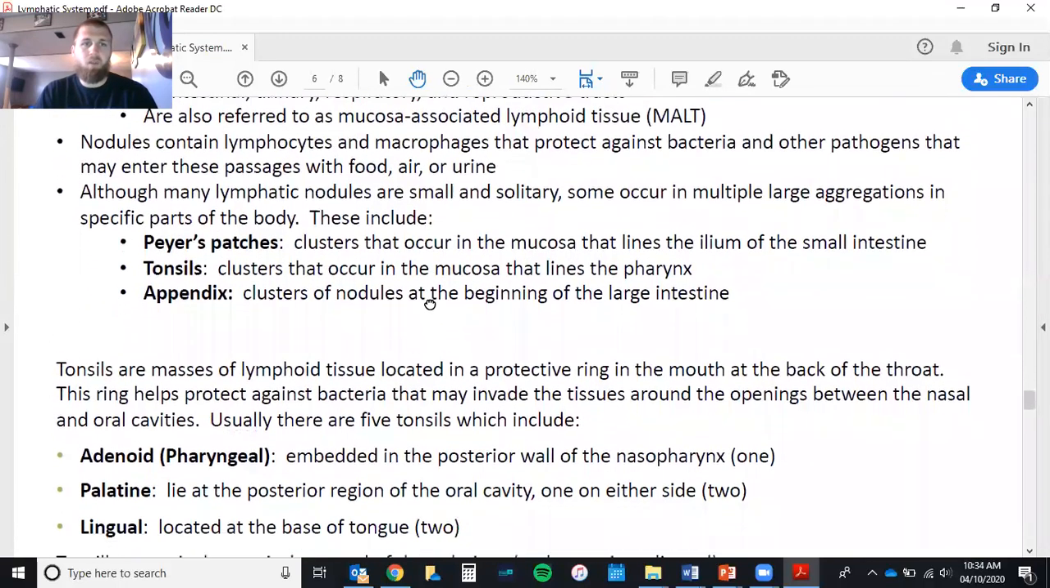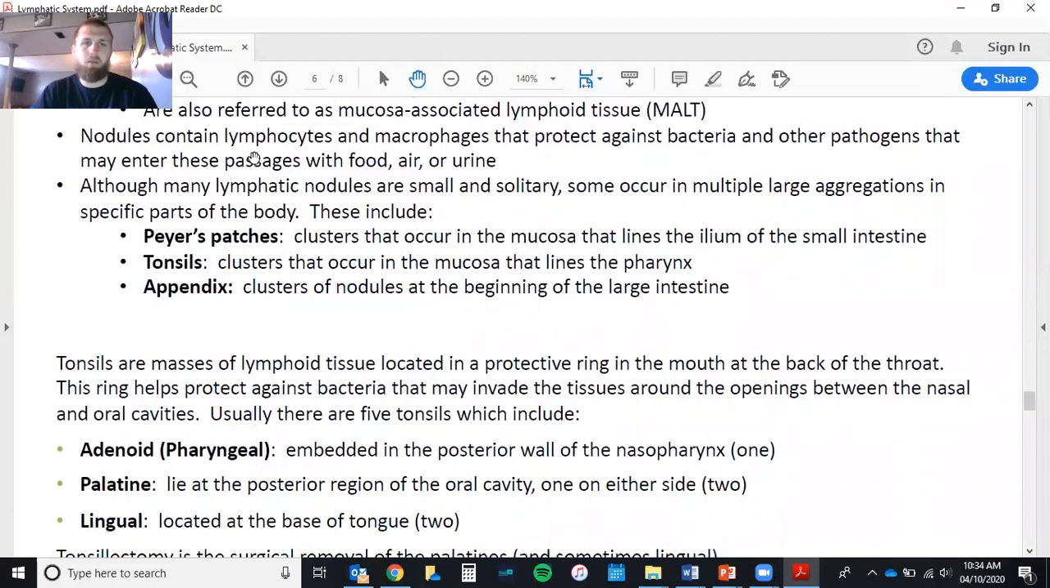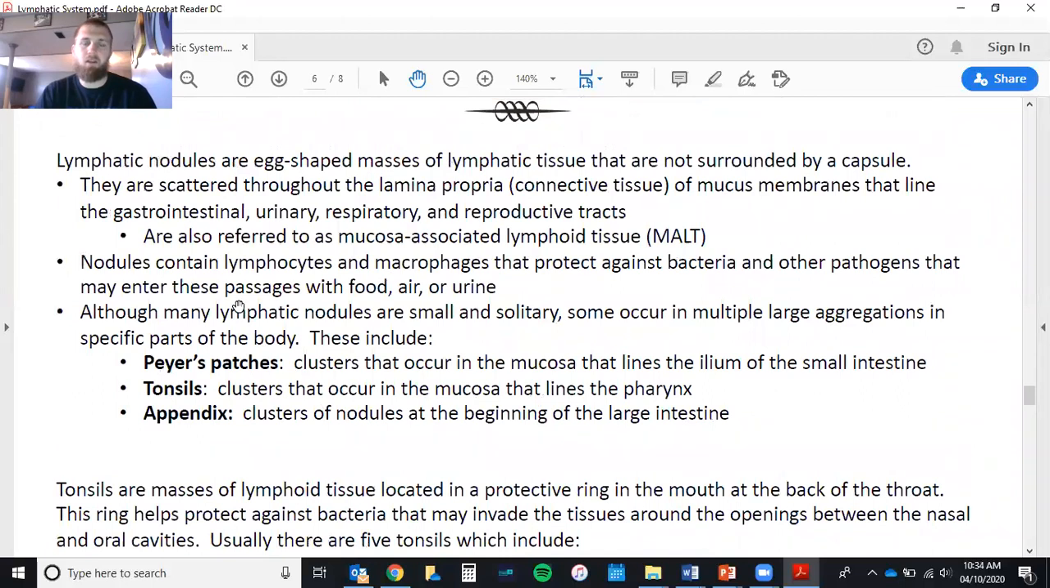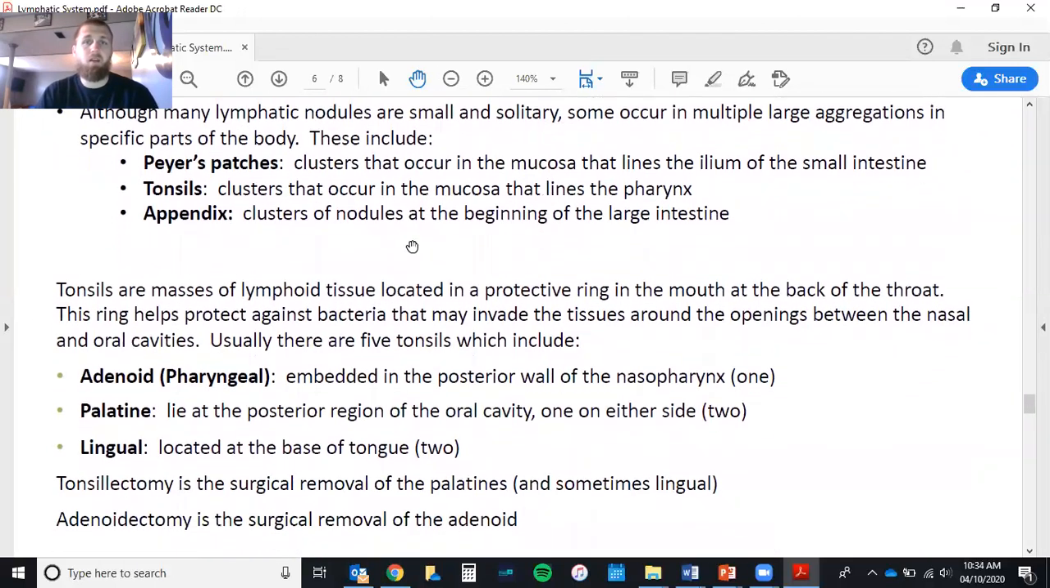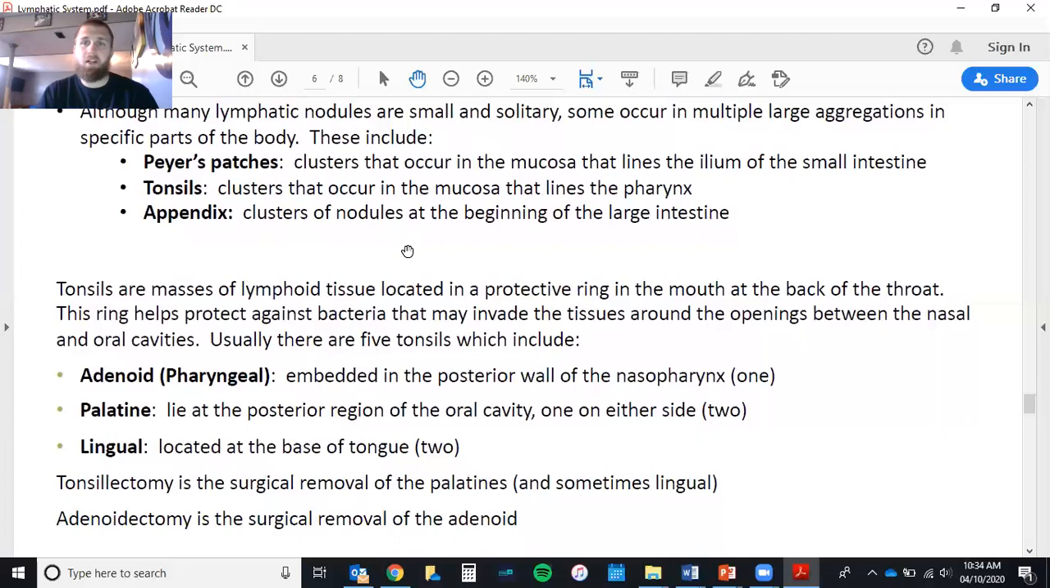So it's lymphoid tissue associated with mucous membranes. Okay? Within a nodule, we are typically going to find lymphocytes and macrophages, just like we've seen in other places like our lymph nodes, protecting against bacteria and other pathogens that may enter in these passages, like when we ingest food, when we breathe in air, or with our urine. Okay? Although for the most part, many of them are small and solitary, there are some that occur in larger aggregations and so have a special name.